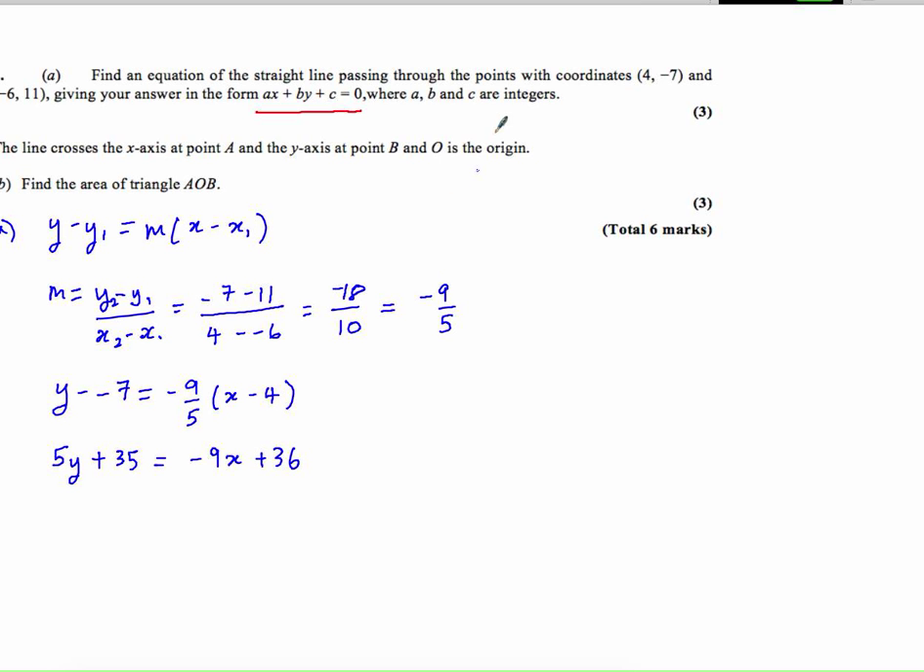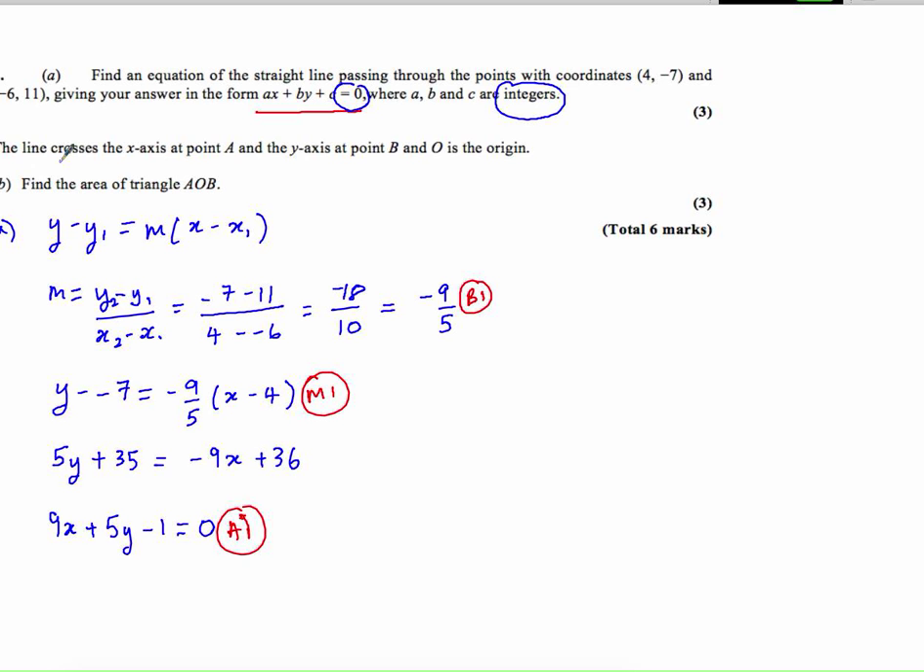And right, I'm nearly there, but I have to make this equal to 0. Okay, and don't forget, integers means we've got no fractions in there, so I haven't got any fractions in there, but add the 9x to the other side. Take away the 36 equals 0. Okay, where'd your marks come? 1 mark for calculating the gradient, 1 mark for using this thing, and then an answer mark for getting right to the end. Okay, not too tricky.